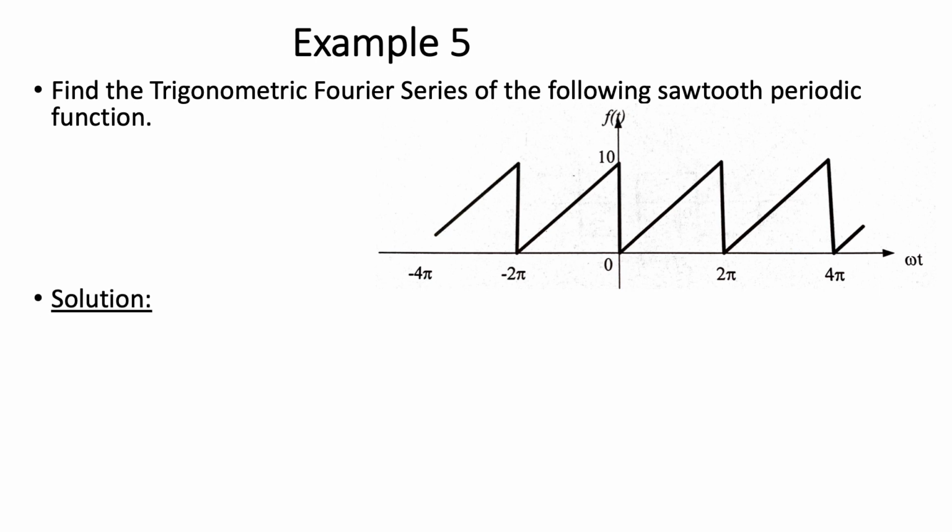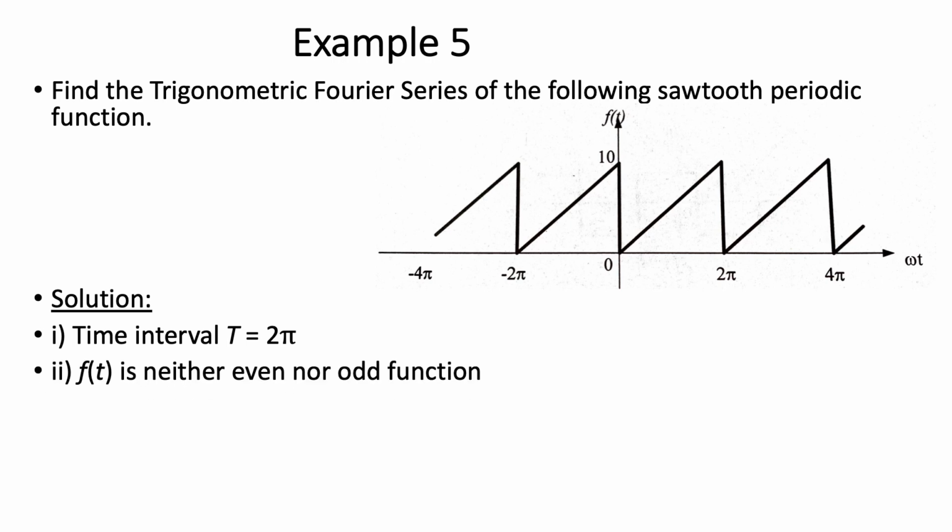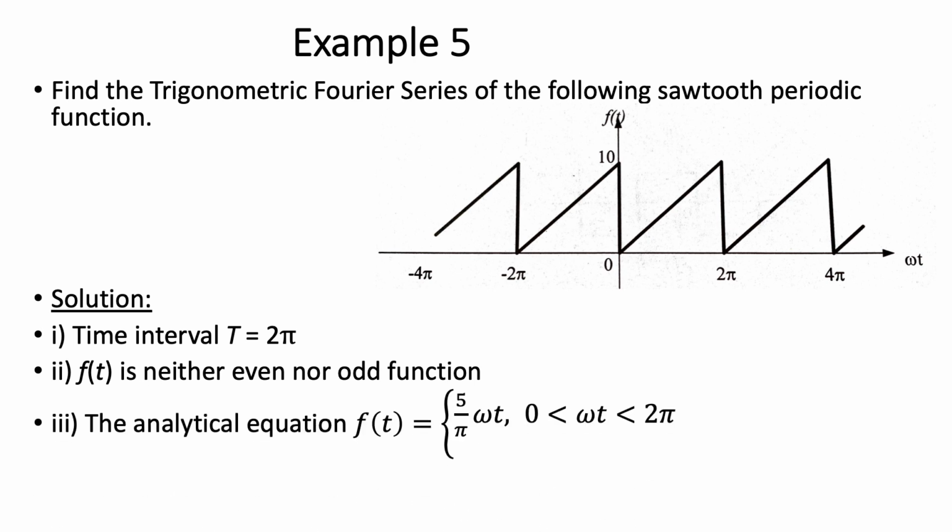To solve this example, let us start with some fundamentals for the signal. Time interval of the signal T equals 2 pi. f(t) is neither even nor odd function. The analytical equation is f(t) equals 5 over pi omega t for omega t from 0 to 2 pi. The periodic function equation is f(t) equals f(t) plus 2 pi.